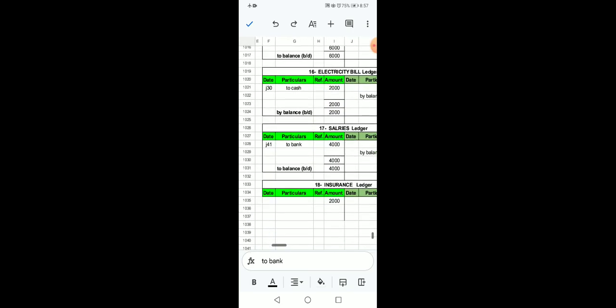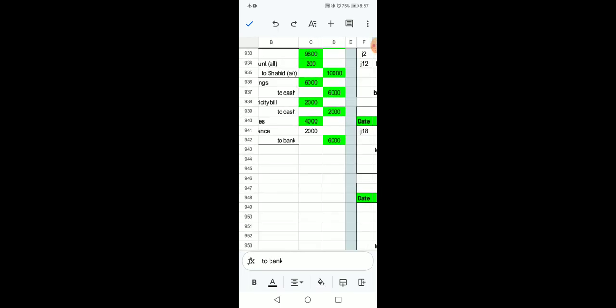If I lose my focus for just a microsecond, you will see there will be a mistake. Insurance is debited by 2,000. What is the reference for 2,000? The element written on the opposite side is bank. So the reference for this 2,000 is to bank, which would be written in that particular column. Its last entry, I think the date was January 31. Yes, so put the date over here.